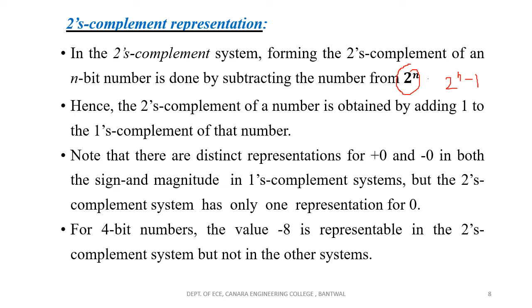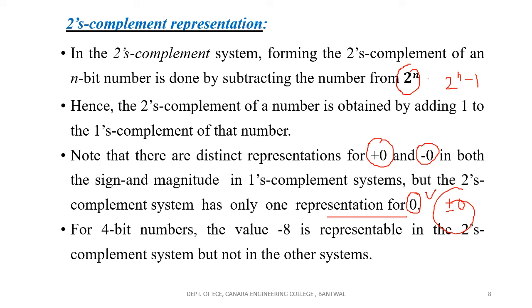In ones complement as well as sign and magnitude, we have plus 0 and minus 0, with different representations, whereas in 2's complement we have only one representation for 0. There is no positive 0 and there is no negative 0. There is only one 0 in 2's complement.